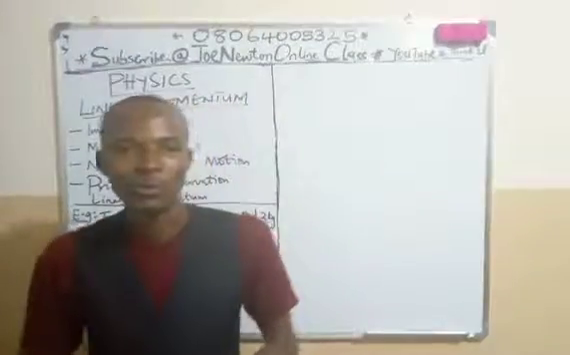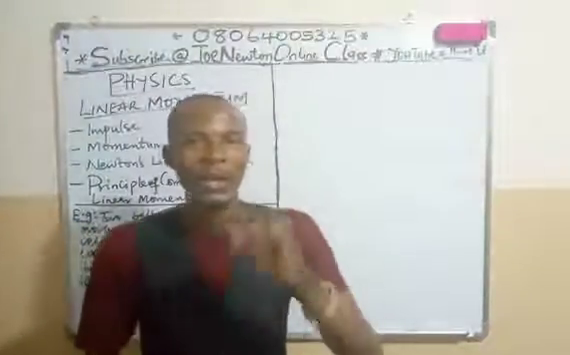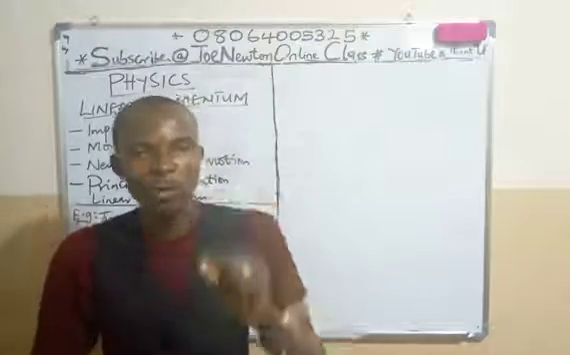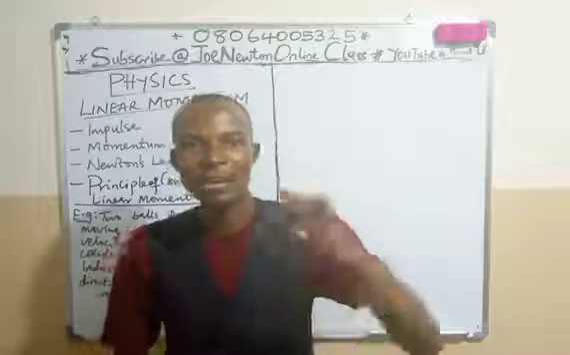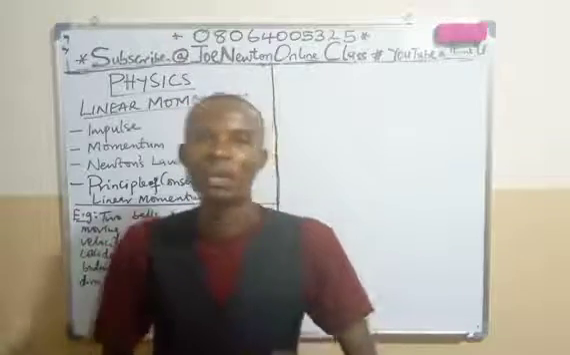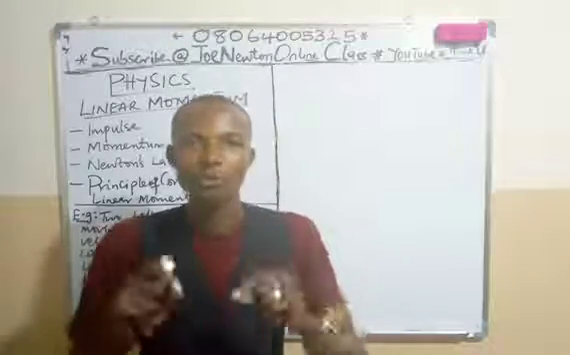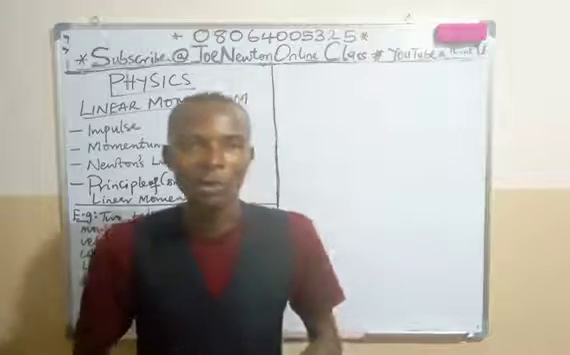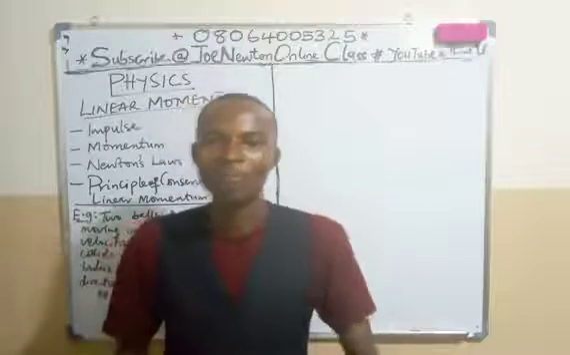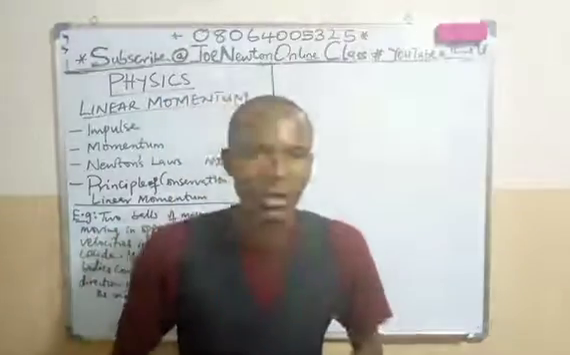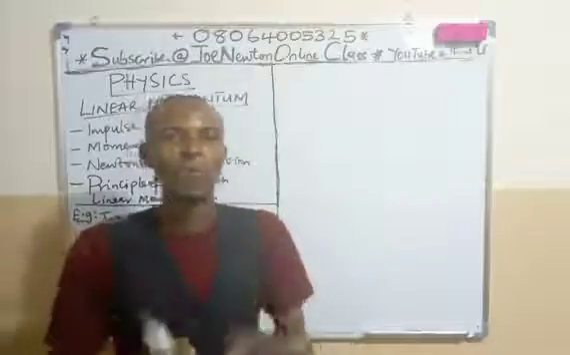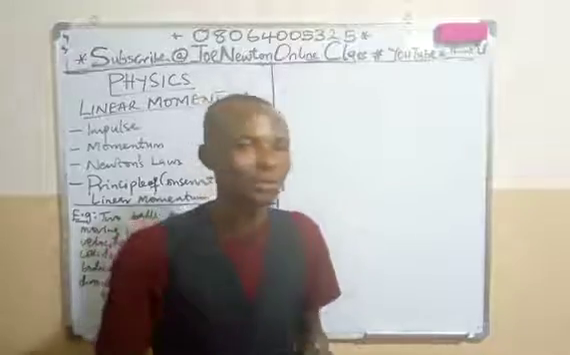Now, what do you mean by impulse? It's very simple. The impulse of a body is the product of the average force acting on the body and the time taken for its action. The impulse of a body is the product of the average force acting on the body and the time taken for that action.